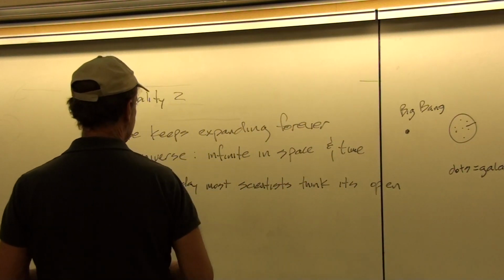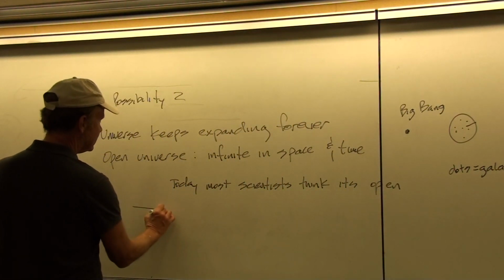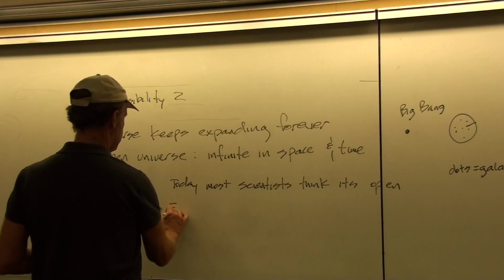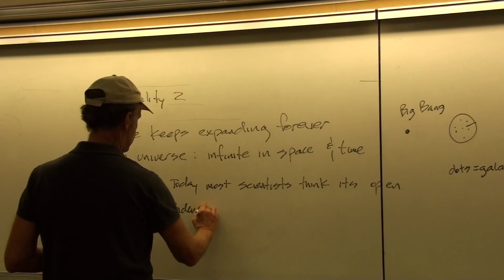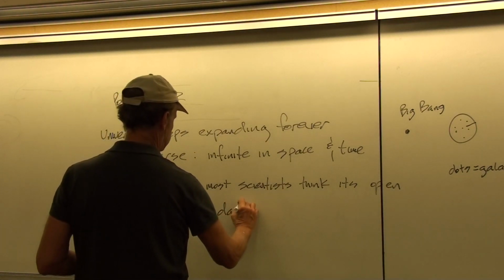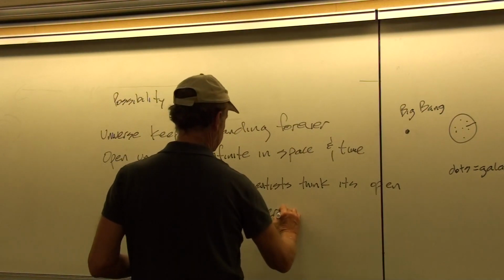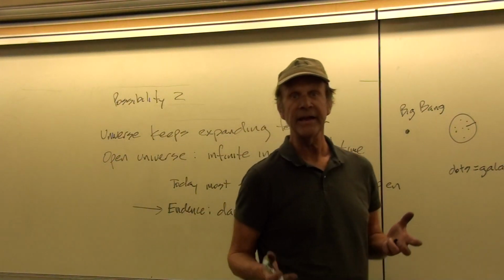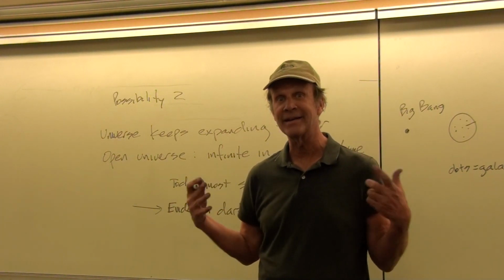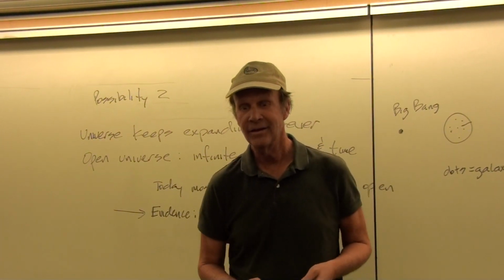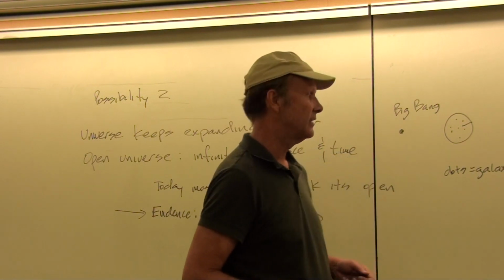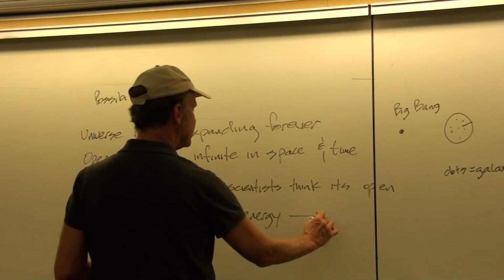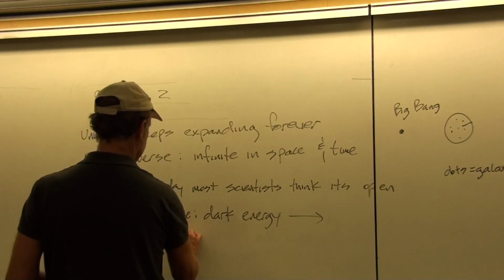But one of the things that people look at today that makes us think it's open is what's called dark energy. And so this dark energy is an unknown type of anti-gravity energy. Remember we talked before about anti-gravity and how we didn't know whether negative matter can exist. Well, this is this kind of effect. It's an anti-gravity effect that's accelerating the expansion of the universe.